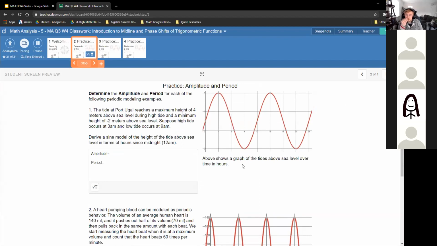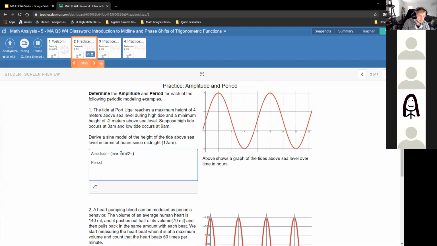For amplitude, I use the formula. So I did maximum minus minimum and then divide that by 2. So 4 minus -2 is 6, and then 6 divided by 2 is 3. So the amplitude is 3 meters.